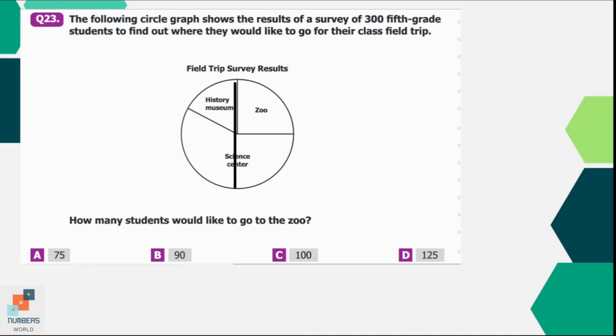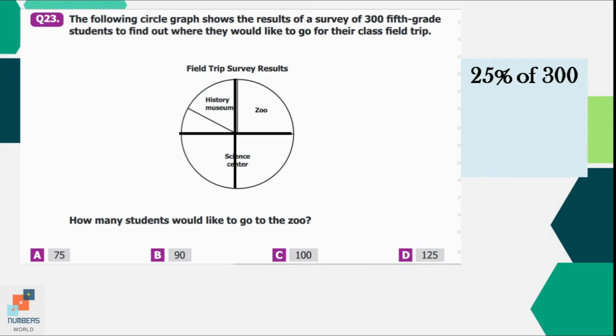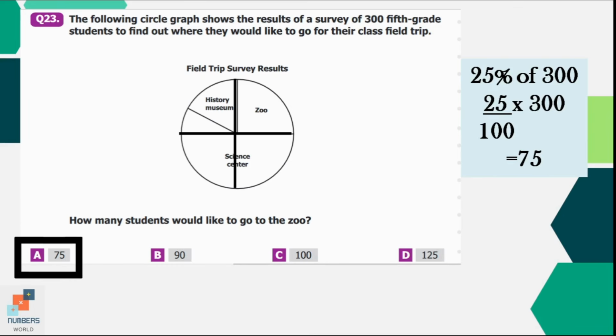So if we divide the circle graph into 4 equal parts, the zoo is representing 25% of the circle graph. So we will calculate 25% of the total number of students, which is 300. That is equal to 75. So option A is the correct option. 75 students would like to go to the zoo for their field trip.